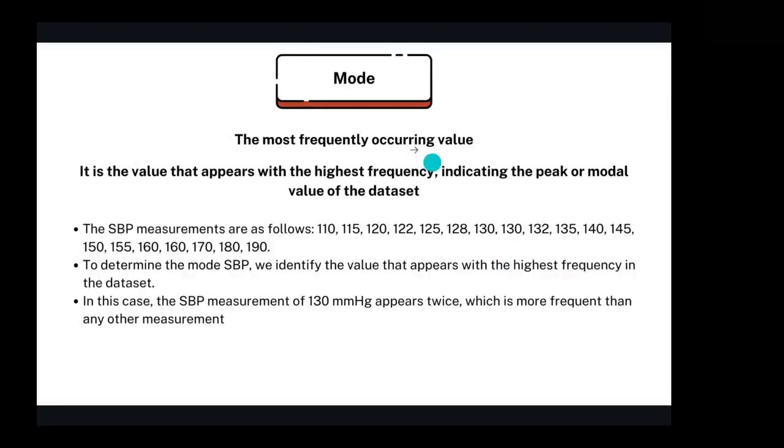And lastly, we have the mode. The mode tells you what's the most frequently occurring value. So again, if you have these different systolic blood pressure readings in our population, we try to determine which one is the most frequently occurring. So after reading through the data, we may find that 130 millimeters of mercury occurs more than once in this data. So you can see it twice over here, which means it's more frequent than any other measurement, and this is known as the mode.